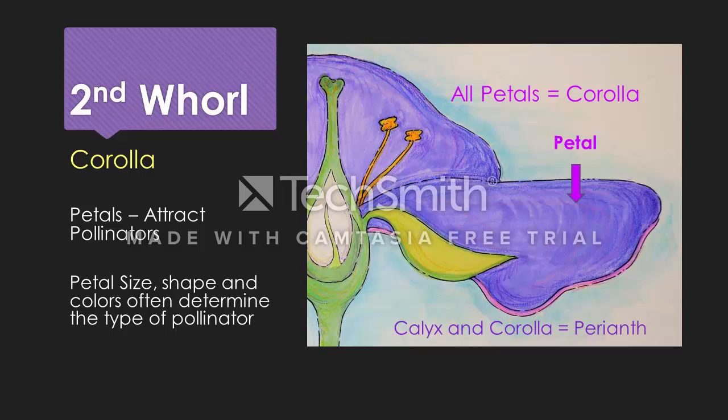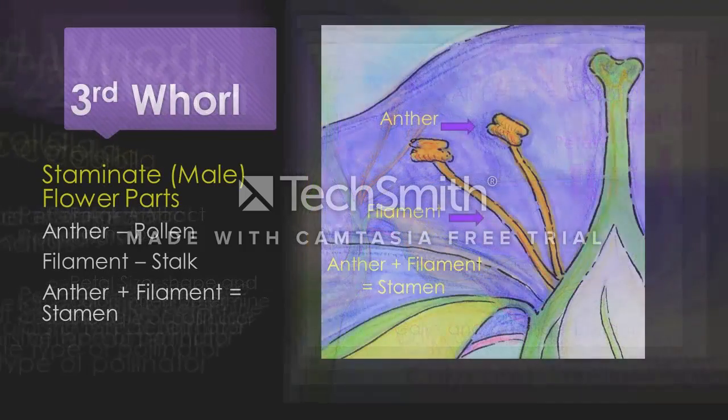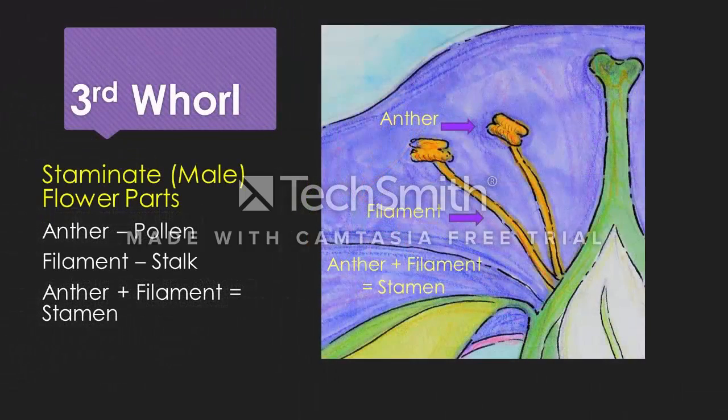It's interesting to note that the petal size, shape, and colors often determine the type of pollinator. For instance, red is a favorite of hummingbirds. I also want to note that the calyx and the corolla together are called the perianth. The third whorl is the staminate, male flower parts. These consist of the anther and the filament, which collectively are called the stamen.